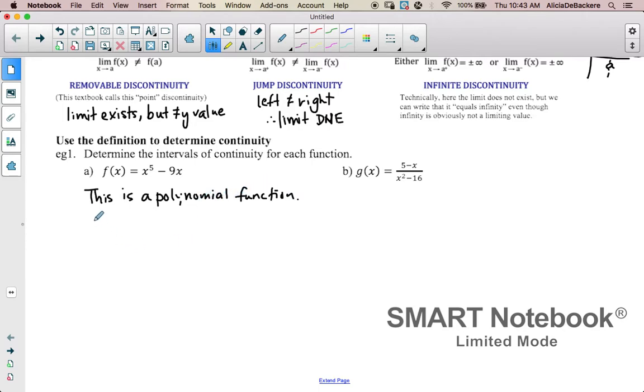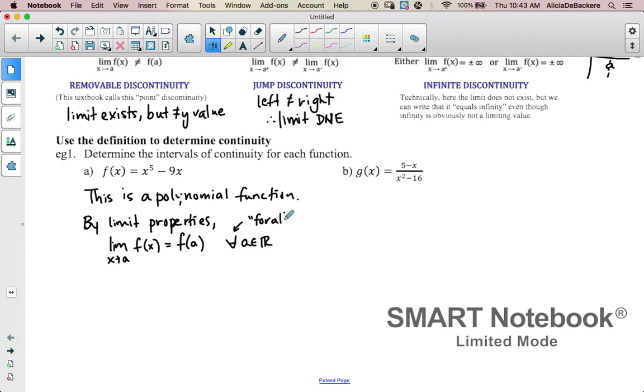Okay, so I know then by limit properties, remember we talked about that, the very first limit property was about polynomial functions. And it told me that the limit as x approaches a of f at x is going to be equal to f at a for all values of a belonging to the set of real numbers. This symbol here means for all. You can just write the words.